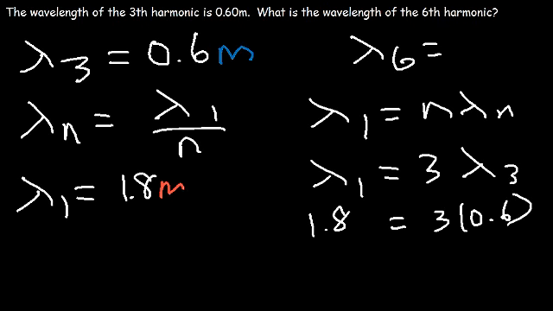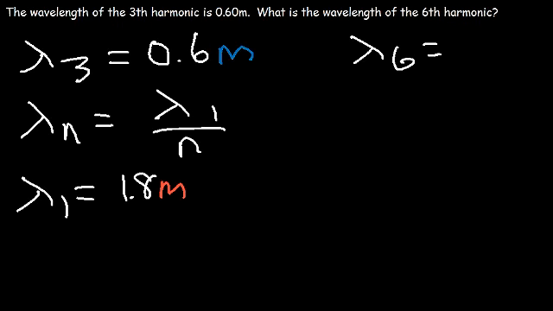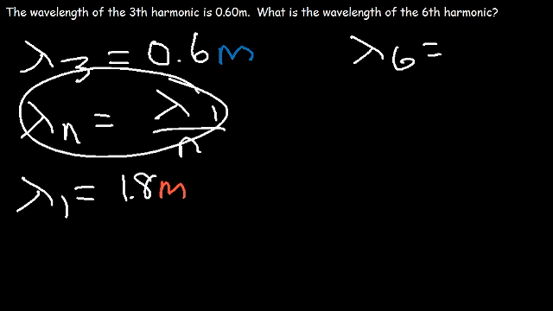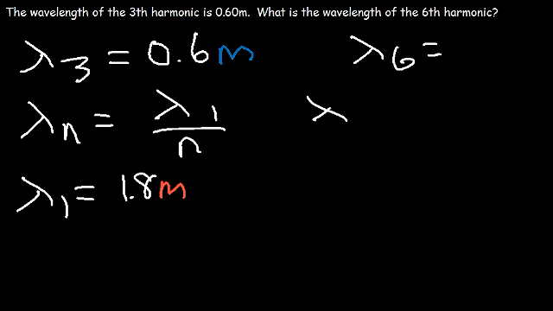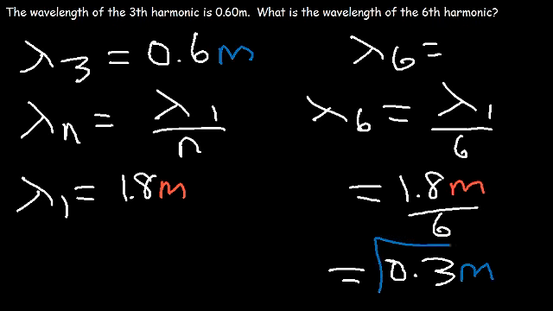Now that we have that, we can find lambda 6 using this equation. So lambda 6 is going to be lambda 1 divided by 6, which is 1.8 meters, over 6. If 18 divided by 6 is 3, 1.8 divided by 6 is 0.3. So the final answer is 0.3 meters.